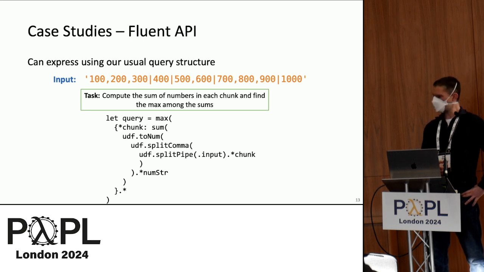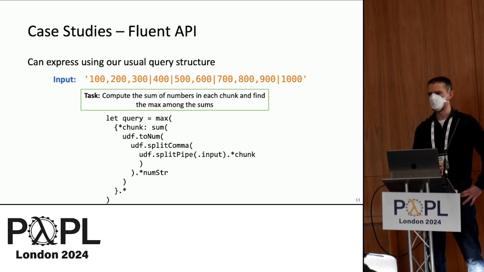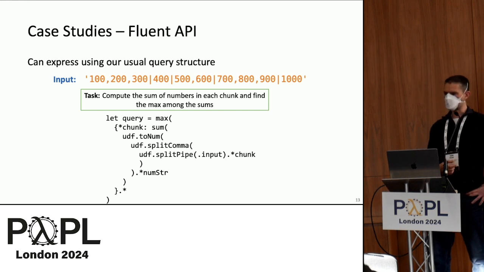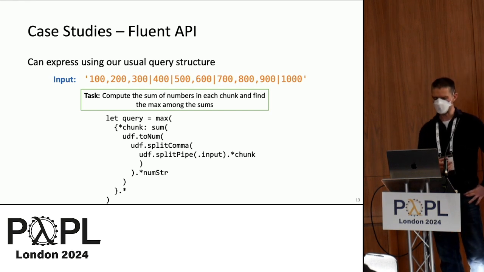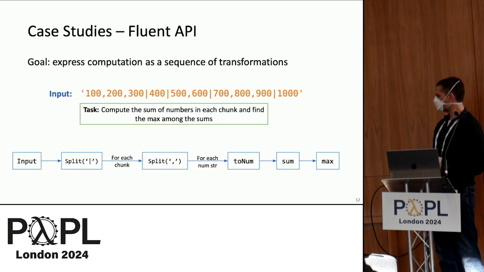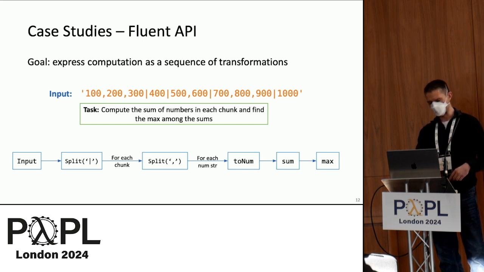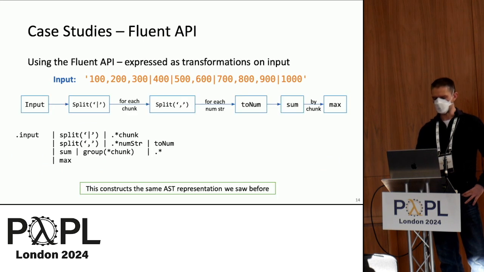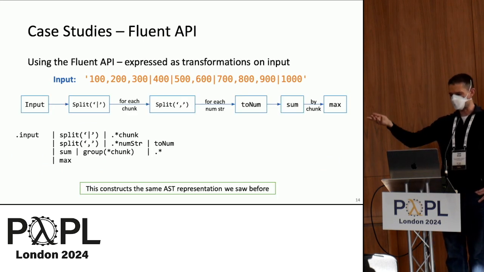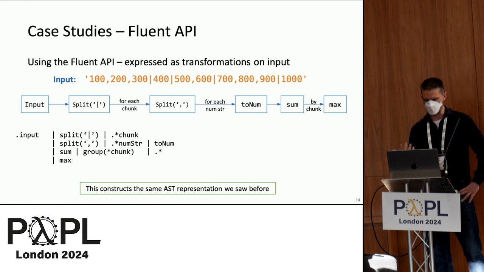But if you look at that, this doesn't look so nice, and that is because the logic is kind of inverted. If we specify the output object, then we're doing things backwards somehow. It would be nicer to actually follow the sequence of steps. Say, take the input, first split it by bars, then split it by commas, and then convert things to numbers, and then do the sum, and then do the maximum.